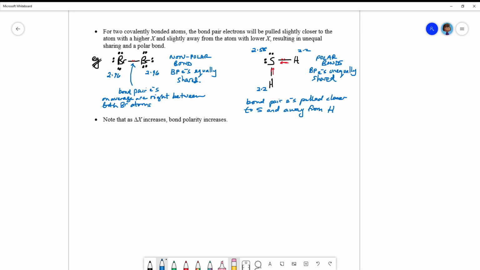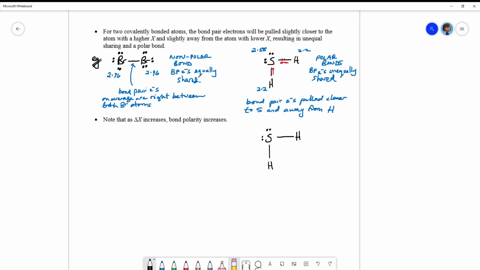Sometimes to indicate that bond pair electrons are unequally shared, we don't actually draw a picture like this. First of all, I'm just doing an illustration here. When you draw Lewis structures, you're not going to show anything like this later on. But we use another notation sometimes to indicate polarity in bonds. And I'm just going to redraw my H2S molecule.